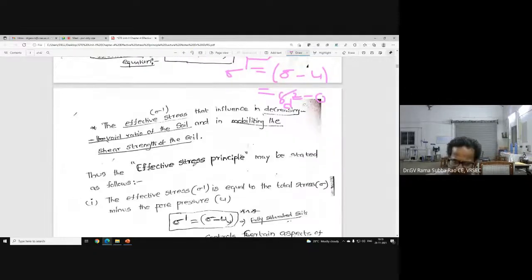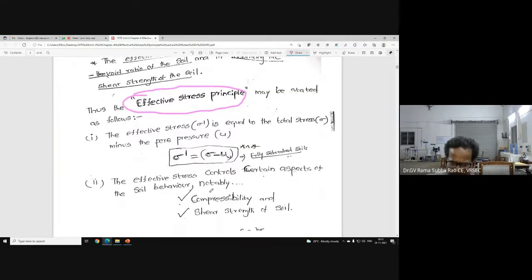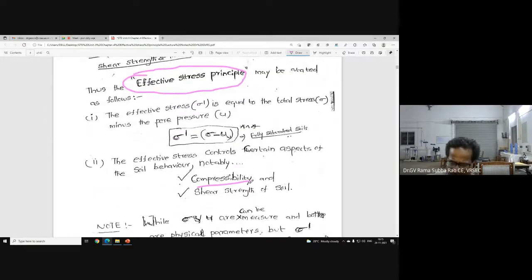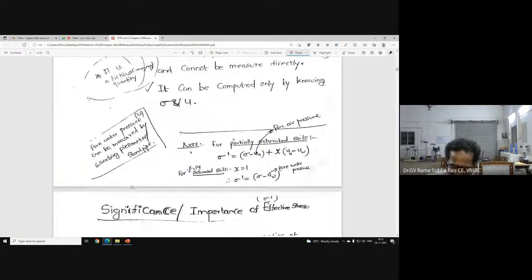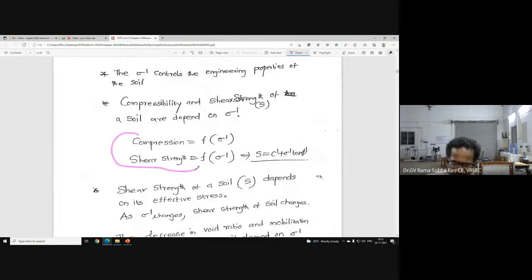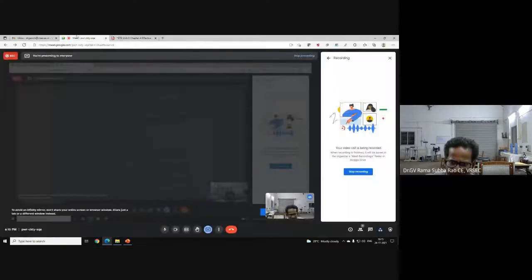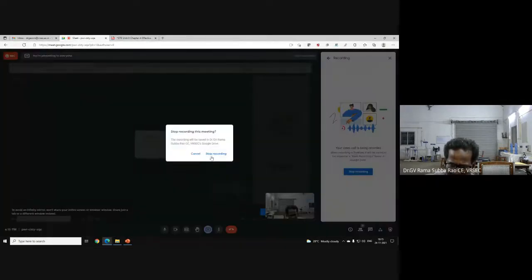This is what I would like to tell you in the beginning of this chapter. Also, very important, effective stress gave a new dimension to soil mechanics, because many engineering properties like consolidation, compressibility of soil, and shear strength of soil are functions of effective stress. Compression and shear strength are utmost important engineering properties of soil. They depend on effective stress. We will realize this very soon when we discuss consolidation and shear strength of soils. So this is the introduction to effective stress.